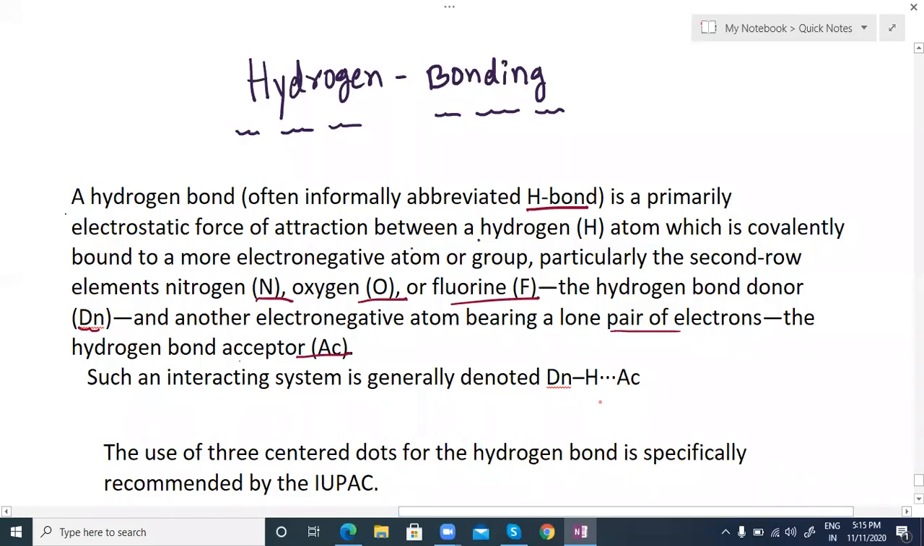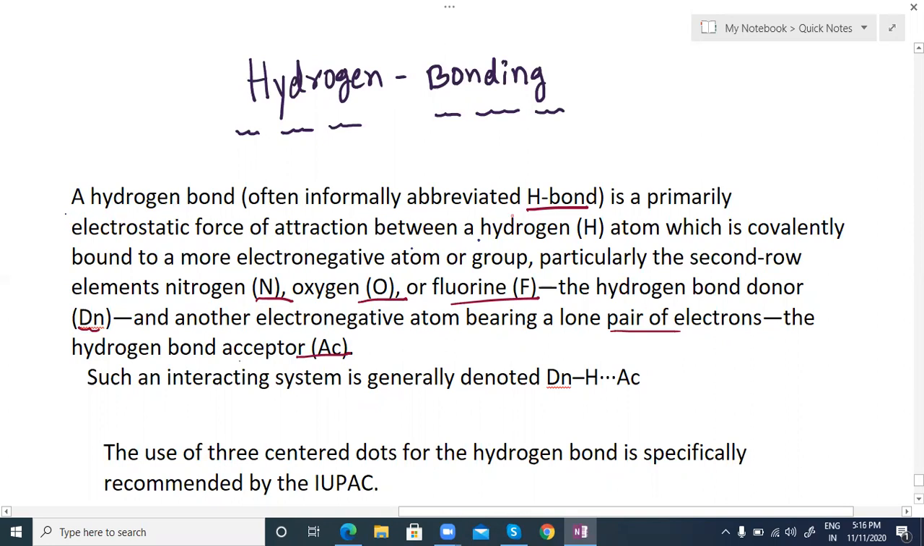Hydrogen bonding. In this video, I am going to discuss the condition for hydrogen bonding, its definition, types of hydrogen bonding, and its applications. Hydrogen bonding is another special case of dipole-dipole attraction that we'll discuss here. You can see the first basic definition.